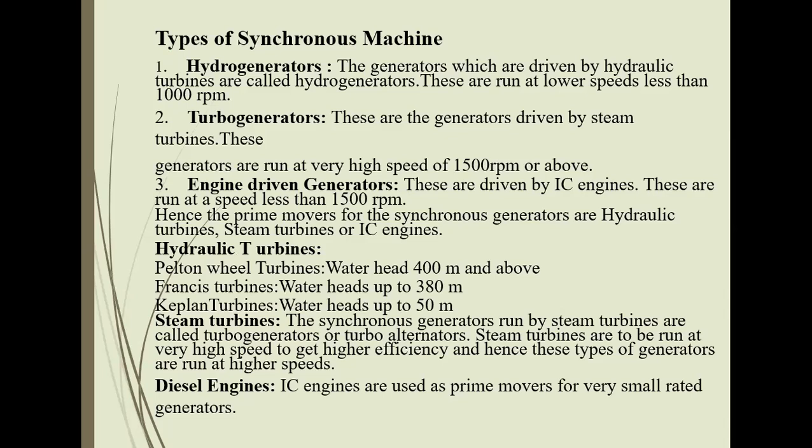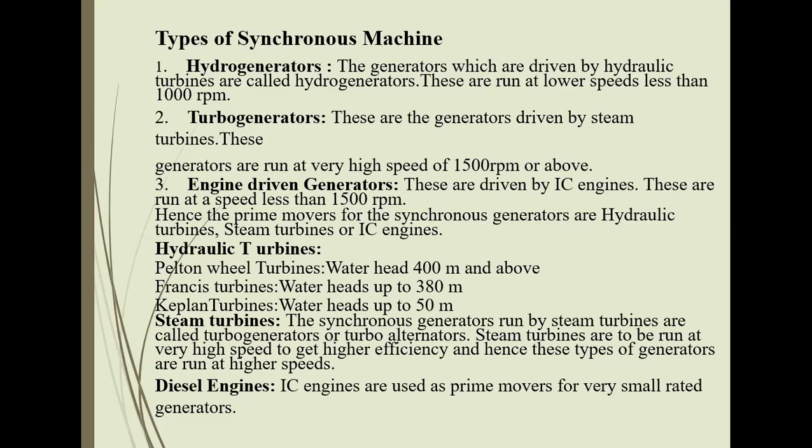We have different speed ranges. So these are all prime movers: hydraulic turbine, steam turbine, diesel turbine. Hydraulic turbines have three different types: Pelton, Francis, and Kaplan. Steam turbines run turbo generators, otherwise called turbo alternators.